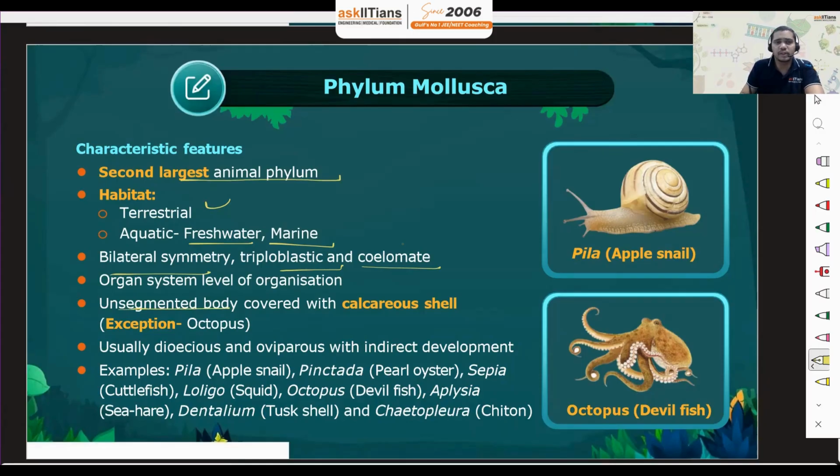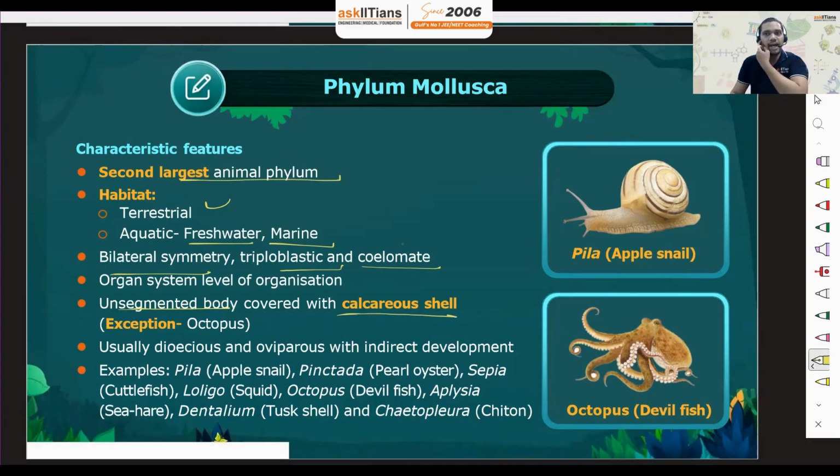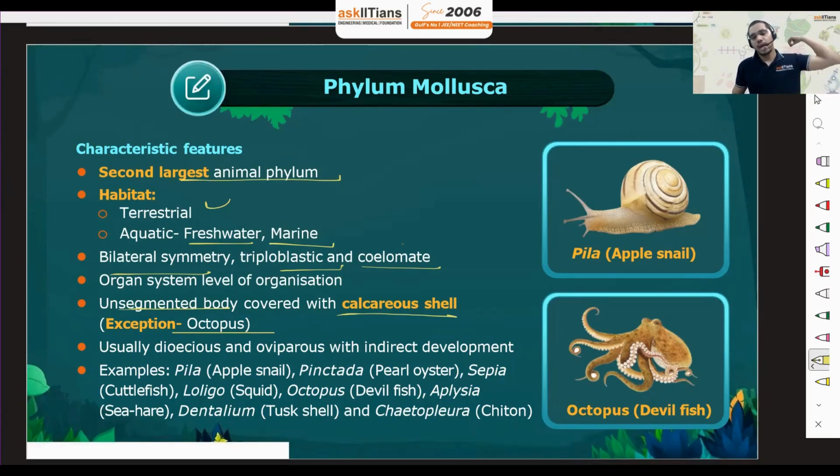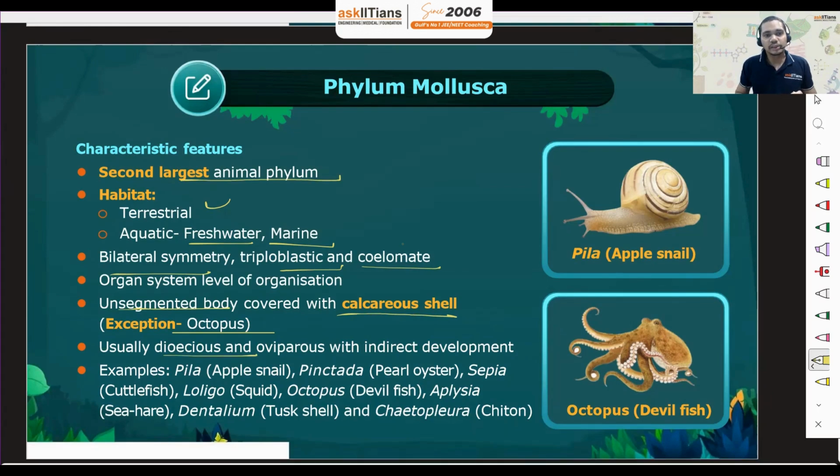They are covered with a calcareous shell. Look at a snail, it goes inside the shell, the calcareous shell. The exception is the octopus. Octopus doesn't have a calcareous shell. You know what octopus is called? Devilfish, and they're very intelligent. Octopus is very intelligent. Usually they are dioecious and oviparous with indirect development.